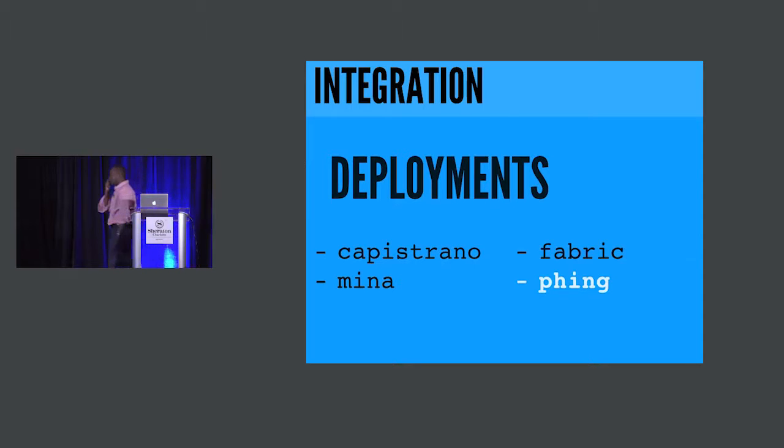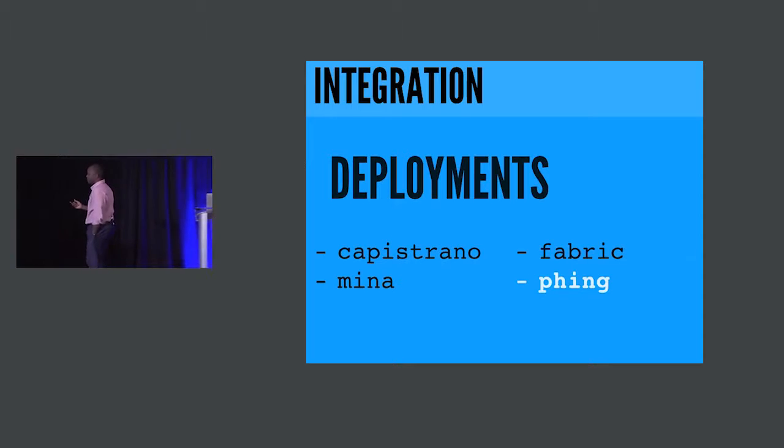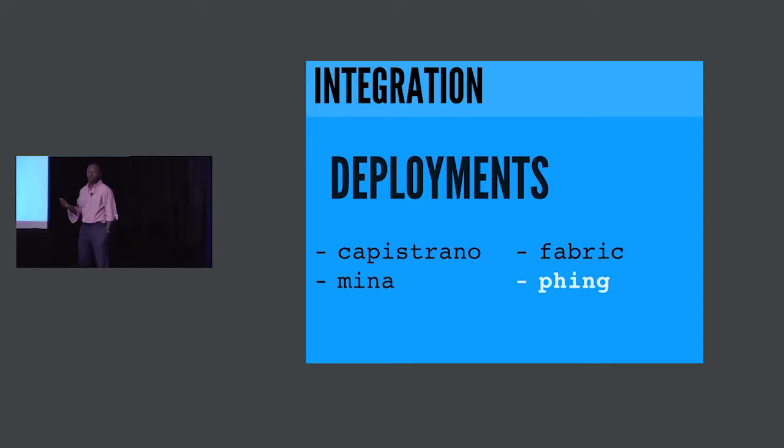So for deployments, there are a couple of tools that are out there that help you do this. How many are familiar with Capistrano? All right, cool. Any of the others? Fabric, Mina, Fing? Awesome. Great. So Capistrano, all those steps we just ran, you can actually create tasks for those and automate that.